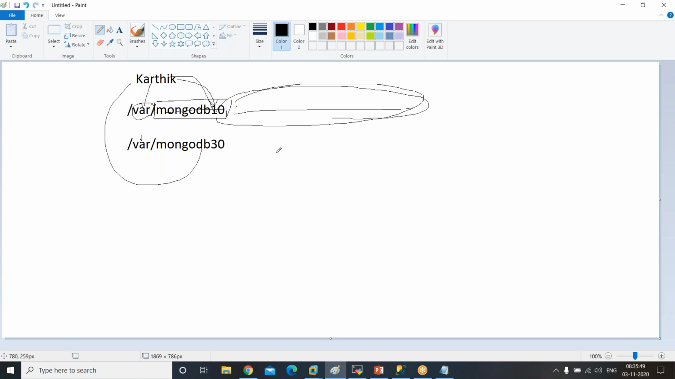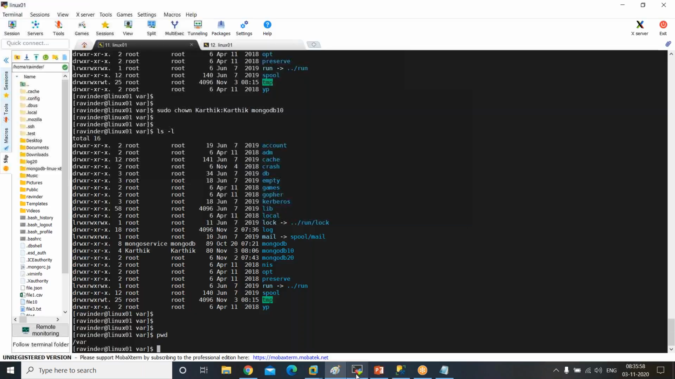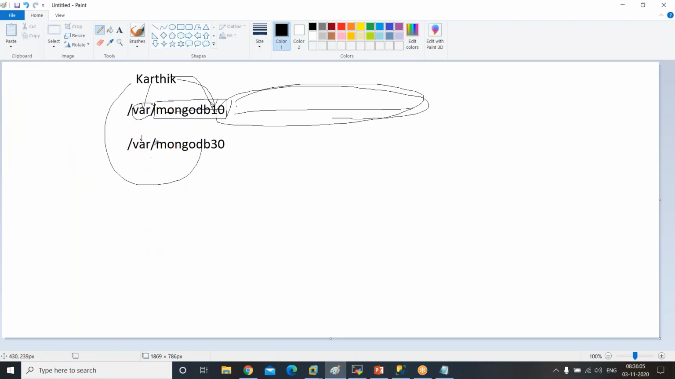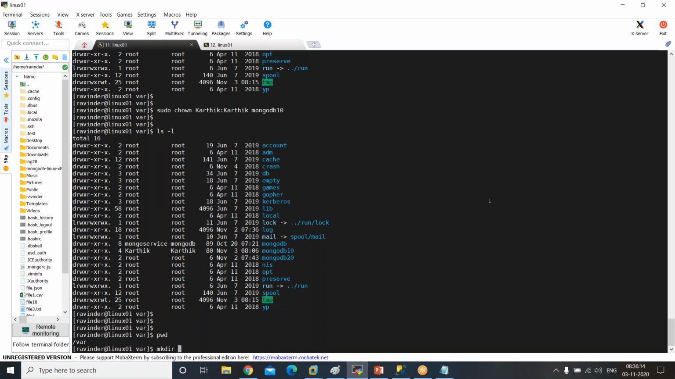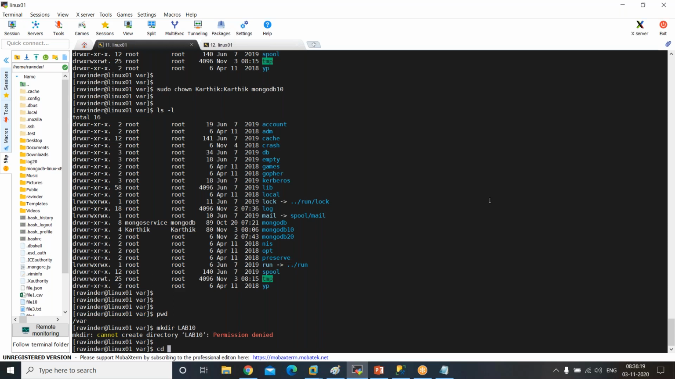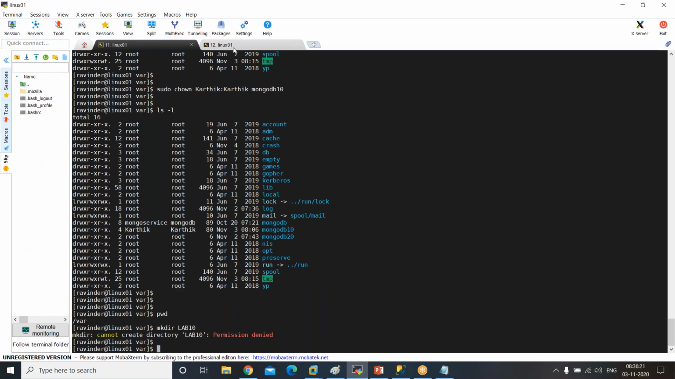You guys following? See, he's owning this container, kind of. A folder is a container anyway. If Karthik tries to create a directory under var, he cannot, because he doesn't have ownership on the var directory. Under MongoDB 10, he tries mkdir lab10 and gets permission denied, but when he goes, sorry, here it is.